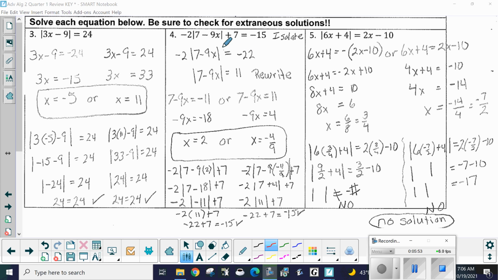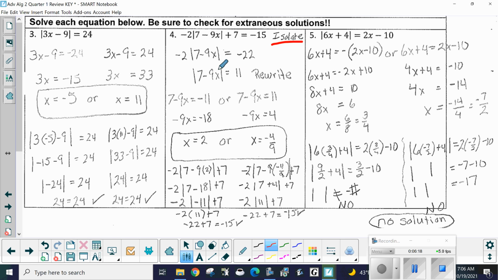You cannot distribute into absolute values. So I'm going to divide both sides by the -2. Now I have the absolute value of 7 minus 9x is equal to 11. I have now isolated my absolute value. So next up is to rewrite it.